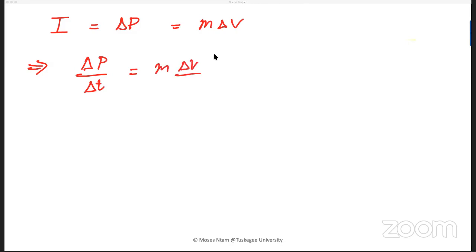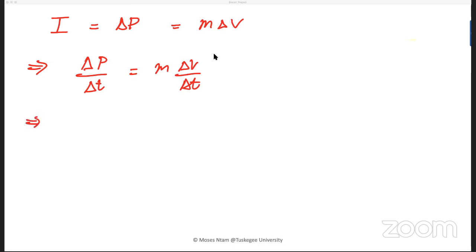Okay, so the next step we're going to do is to connect Newton's second law to momentum. So just remember from the previous slide, we said the impulse, which is equal to the change in P, is equal to M times change in V. So what this means is that if we divided both sides by time, we would get M delta V divided by delta T.